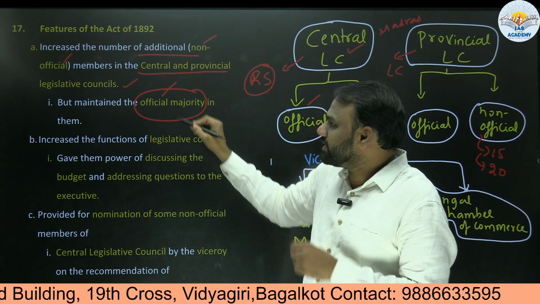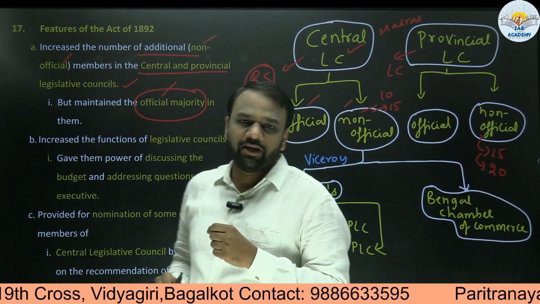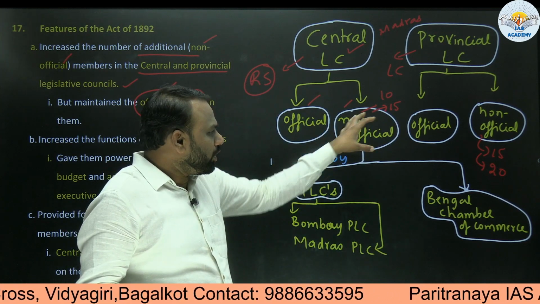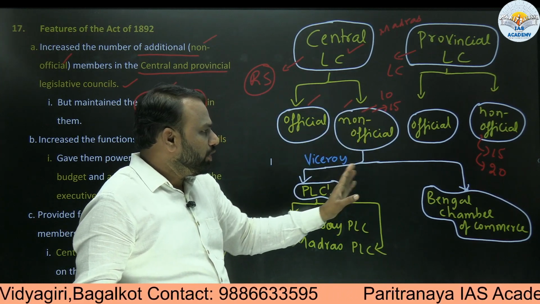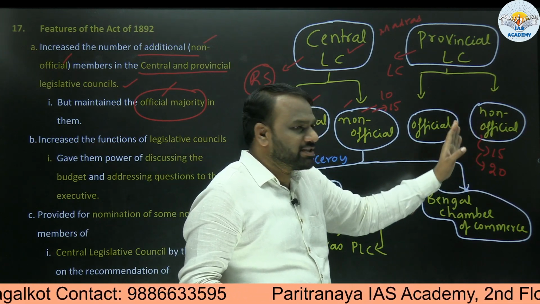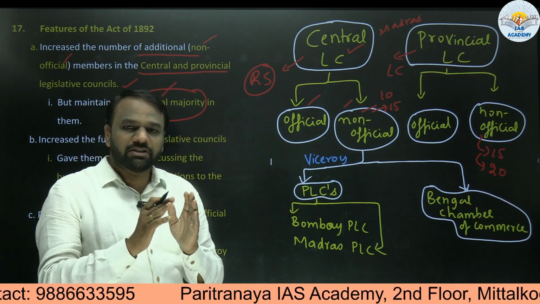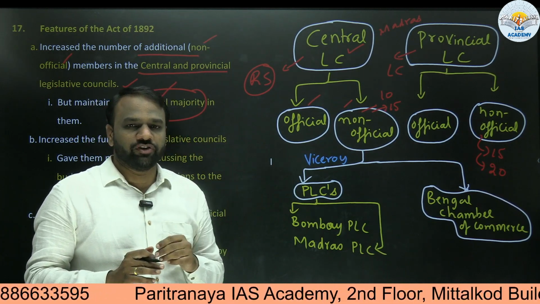The next important thing is official majority. In spite of the increase in the non-official members, the official majority was retained. What does it mean? You might have increased the non-official members from 10 to 15. You might have increased the non-official members at the provinces from 15 to 20. But irrespective of it, the number of official members will always be more compared to that of non-official members.